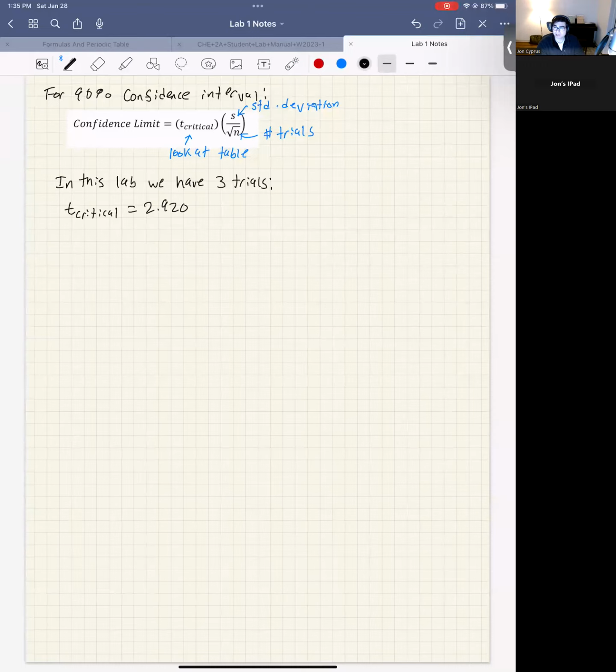Okay. So all we would have to do is this: confidence limit is equal to 2.920 times 0.0131, and you would use the whole decimal. Let me write in the whole thing here. 0.93708 is what I would use. And then you have to divide that by the square root of 3, for 3 trials.